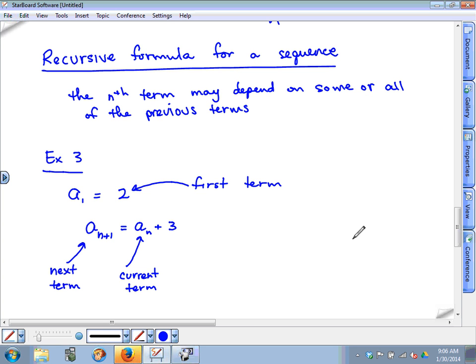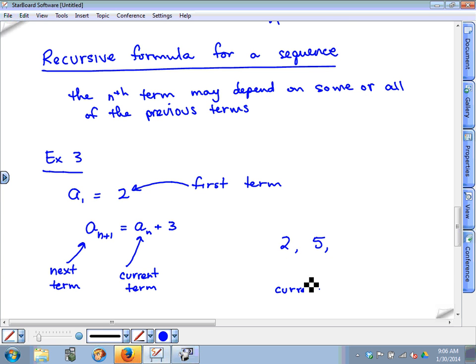So, if we're listing the terms of the sequence, we already know the first term. The first term is 2. You guys agree? That's our current term right now. The current term that we have, that we know, is 2. According to the recursive formula, what's the next term in the sequence? The next term is equal to the current term, which in our case is 2. And what do you do to it? You add 3. So what's the next term? 5. The next term in the sequence is 5.